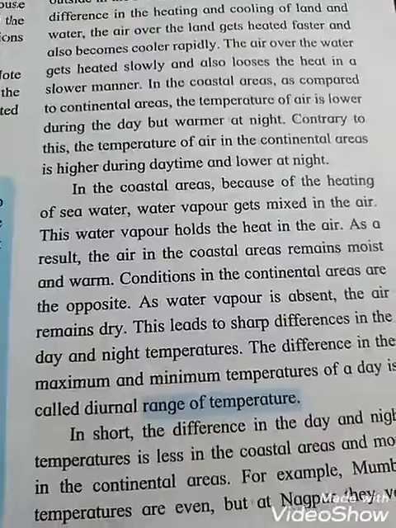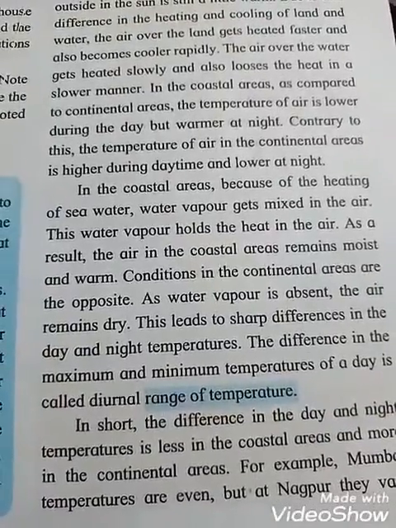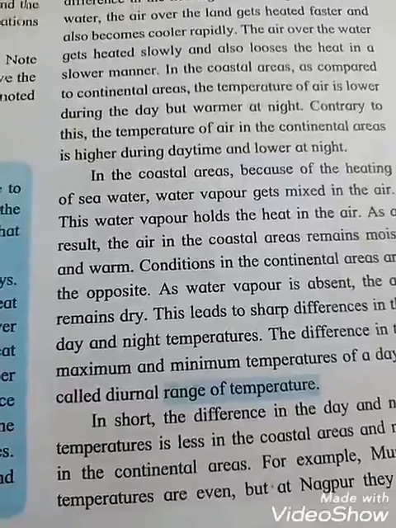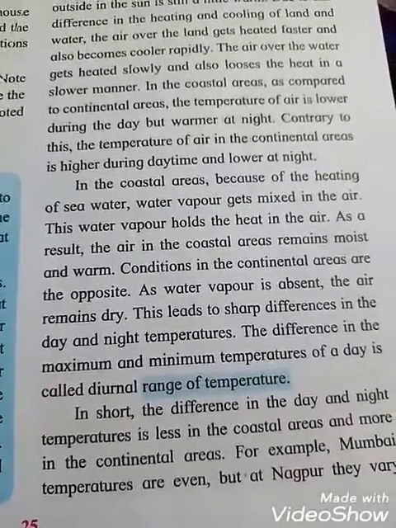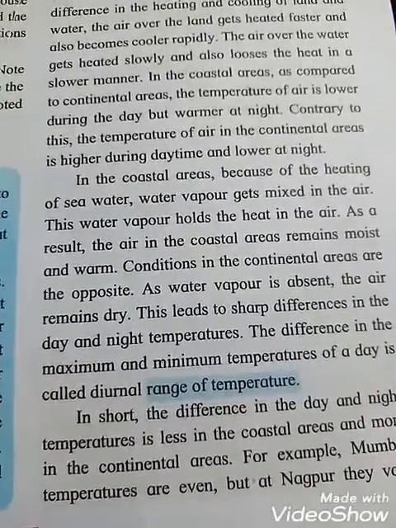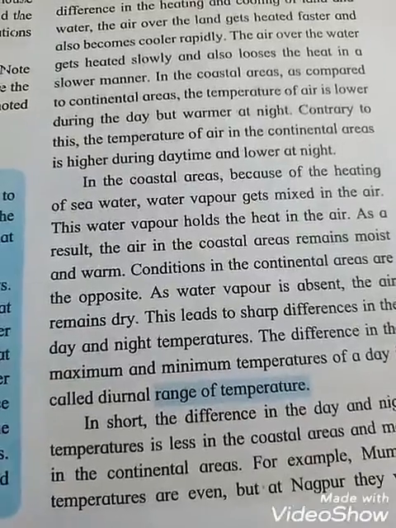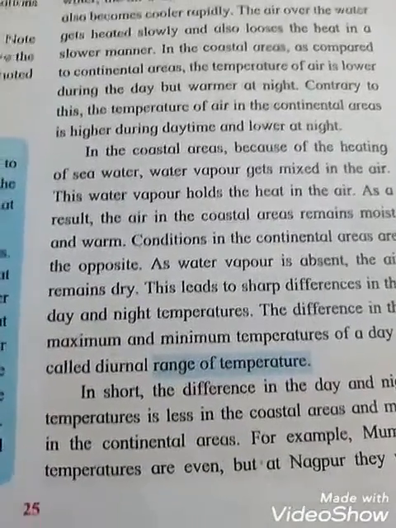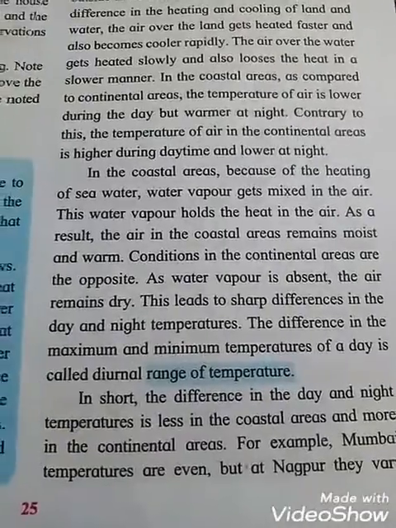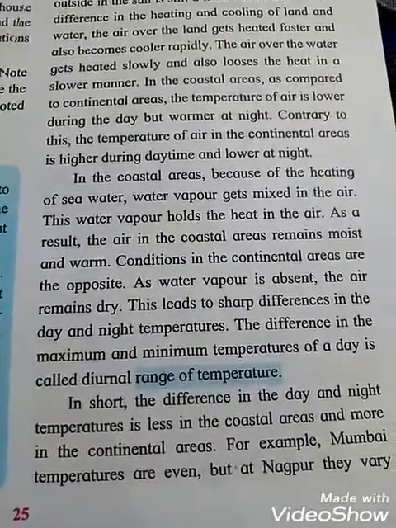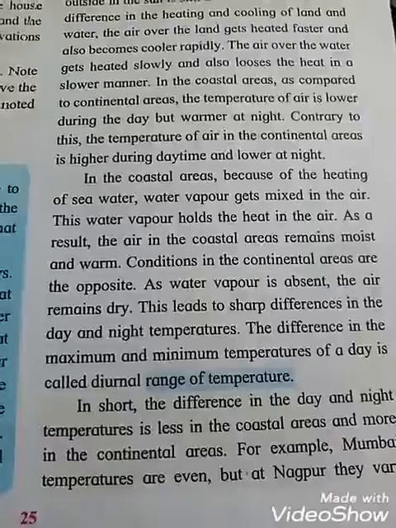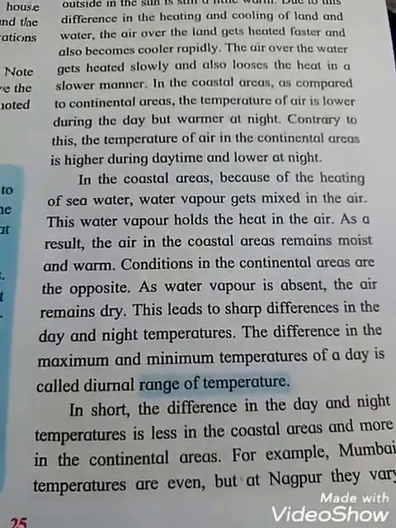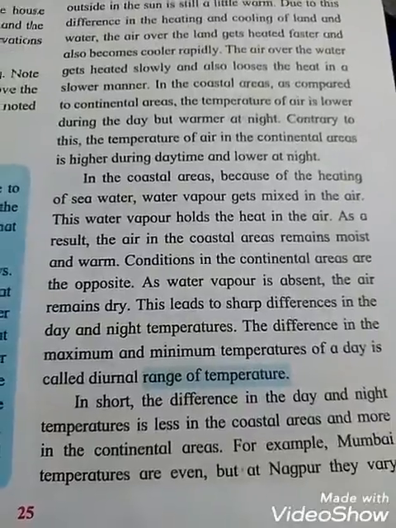Okay students, the difference in the maximum and minimum temperature of a day is called the diurnal range of temperature. In short, the difference in the day and night temperature is less in the coastal areas and more in the continental areas. That means the difference in the day and night temperature is less in the coastal areas and more in the continental areas.